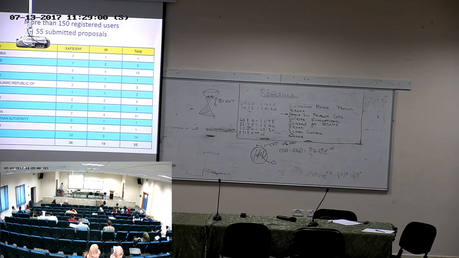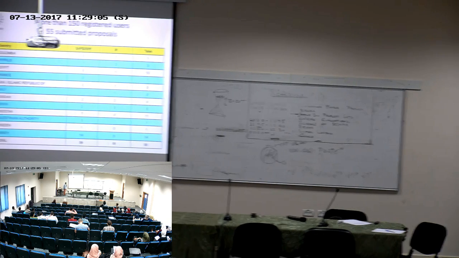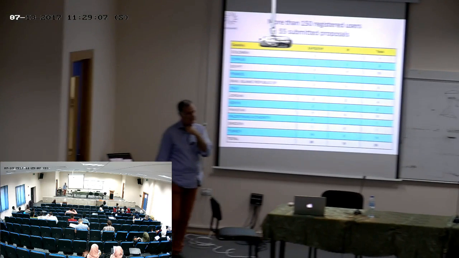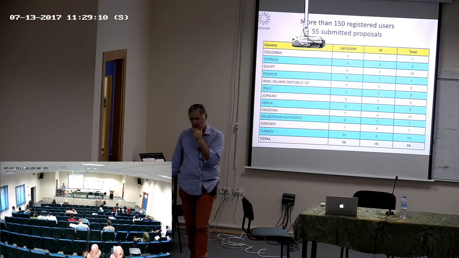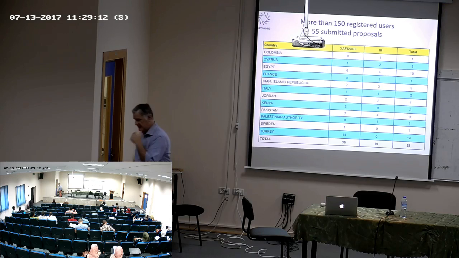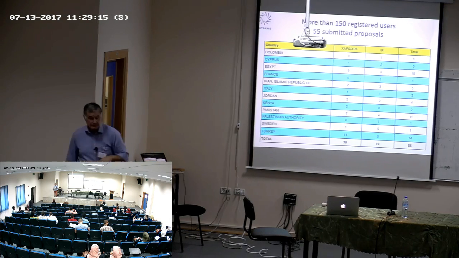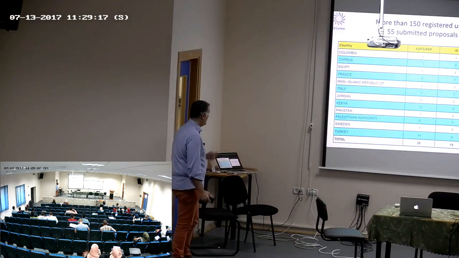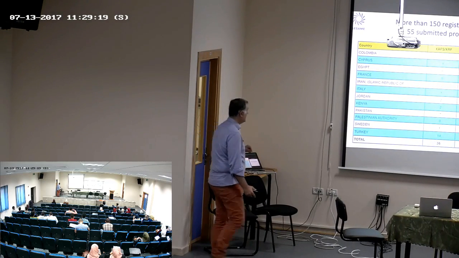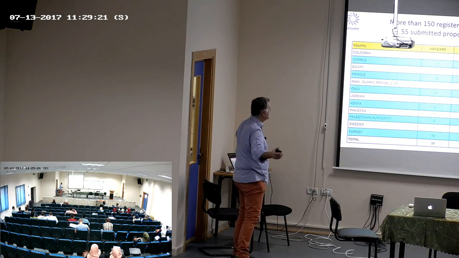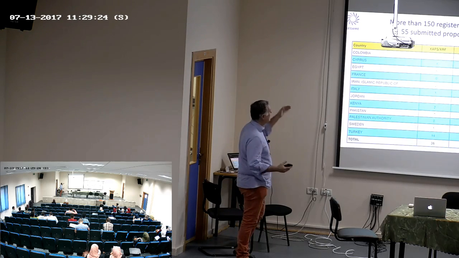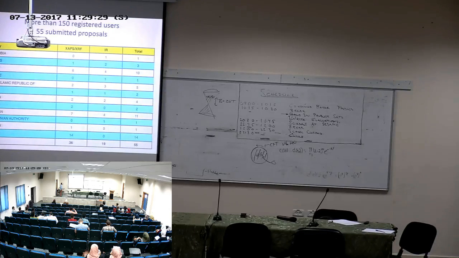Most proposals are coming from Sesame members. As you can see, a lot are coming from Turkey, Pakistan, Egypt, some from Jordan, one from the Palestinian Authority, one from Sweden, one from Colombia, but that is in Italian, so. And one from France. Okay, so this is the couple from Italy.